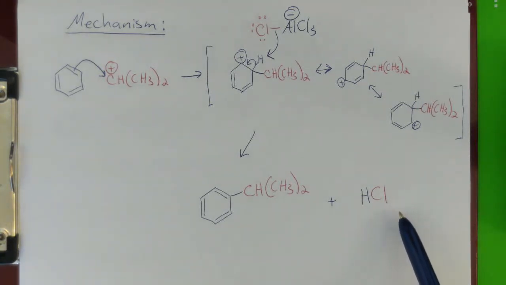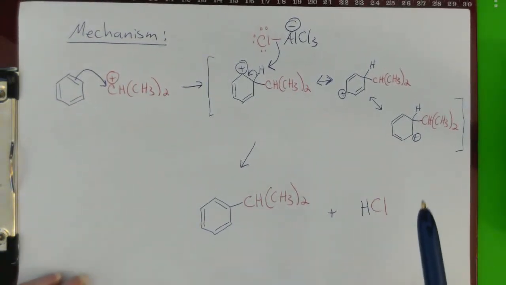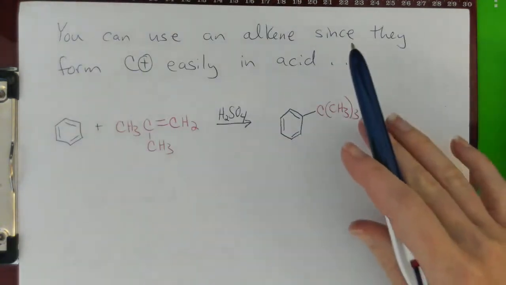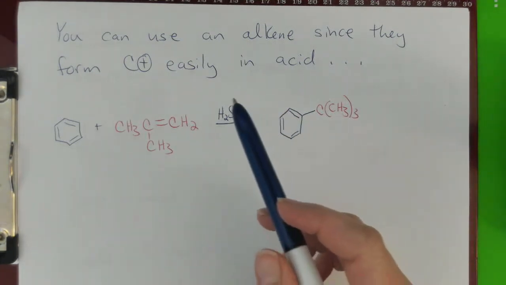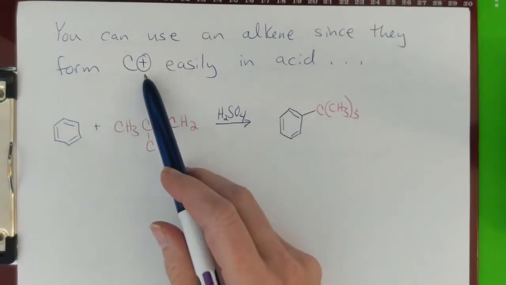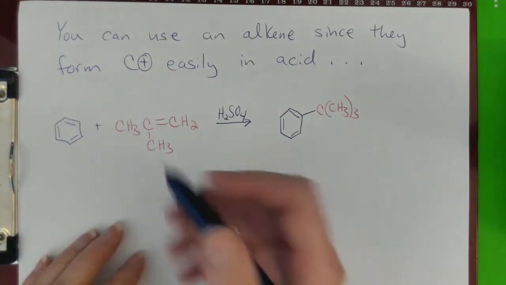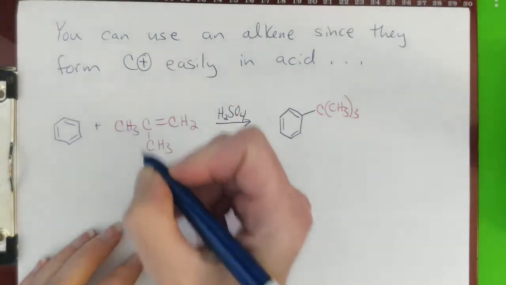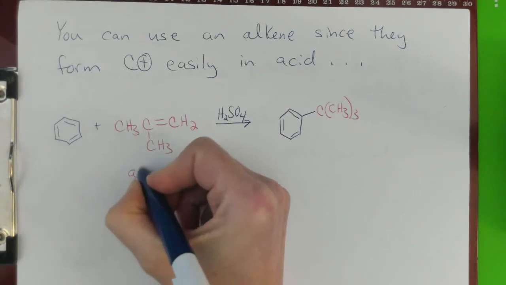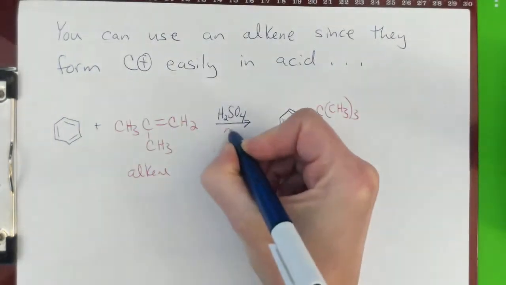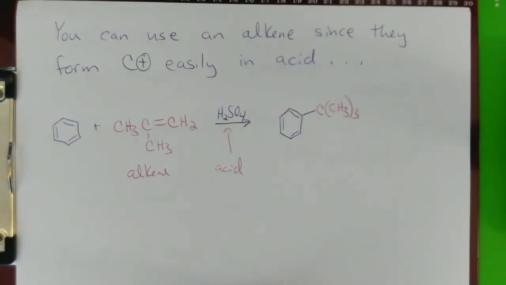Instead of using an alkyl halide, we could also use an alkene, since we know that under acidic conditions those can easily form a carbocation. So here's another example of a Friedel-Crafts alkylation, but this time done with an alkene. And again, we're doing this in acid so that we make a carbocation.